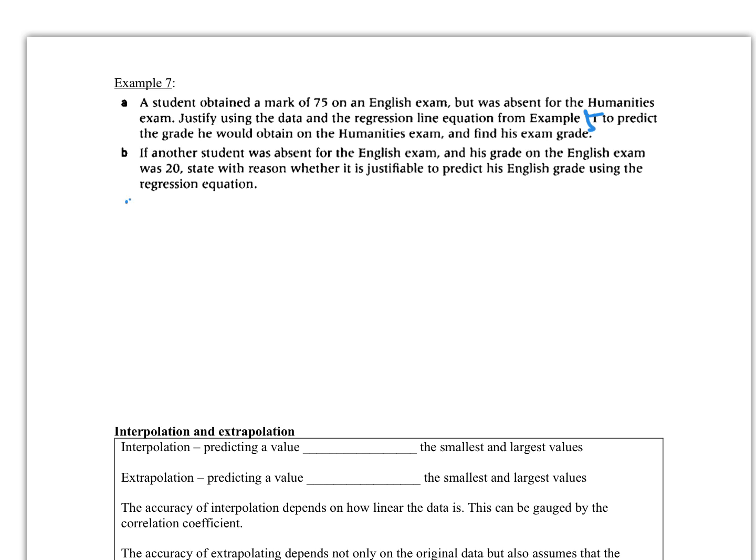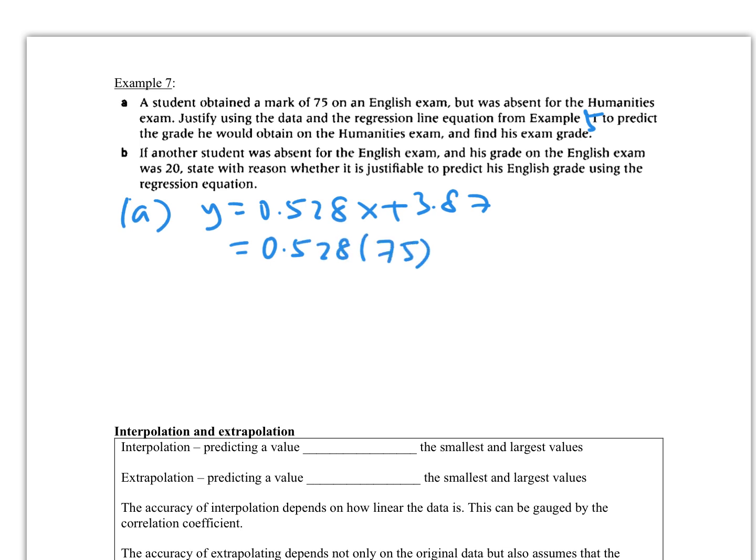So since 75 is within the English exam range score of 18 to 92, and the data showed a moderate positive correlation, the regression model could be used. So y is equal to 0.528x plus 38.7. So with x being 75 in this case, plus 38.7, I can say that it's about 78.3 marks. So the student would be obtaining about 78 marks.